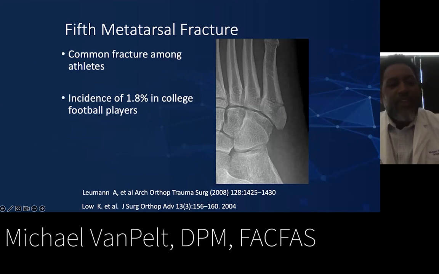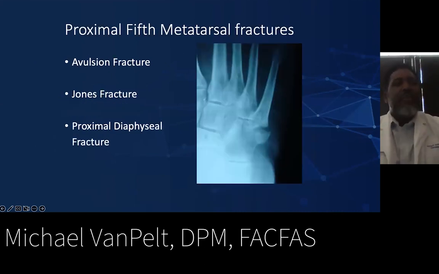Fifth metatarsal fractures are a common fracture among athletes. The incidence in college football players is about 1.8%. And when we look specifically at proximal fifth metatarsal fractures, those can be broken down into avulsion fractures, Jones fractures, and proximal diaphyseal fractures.